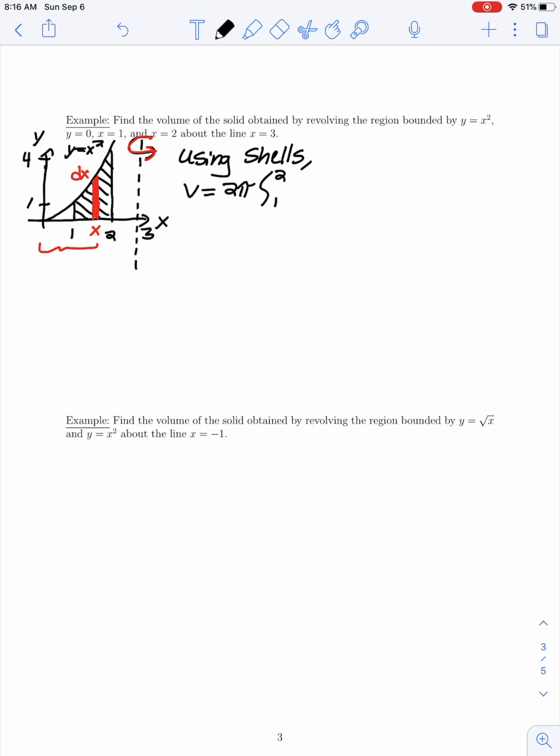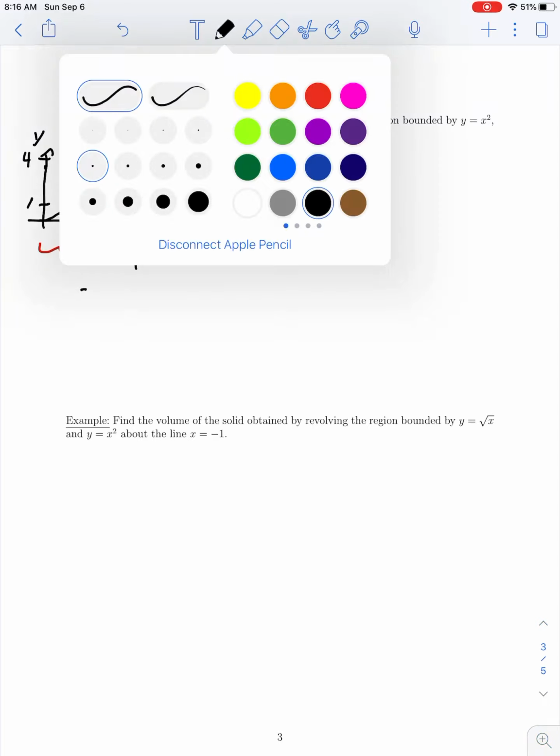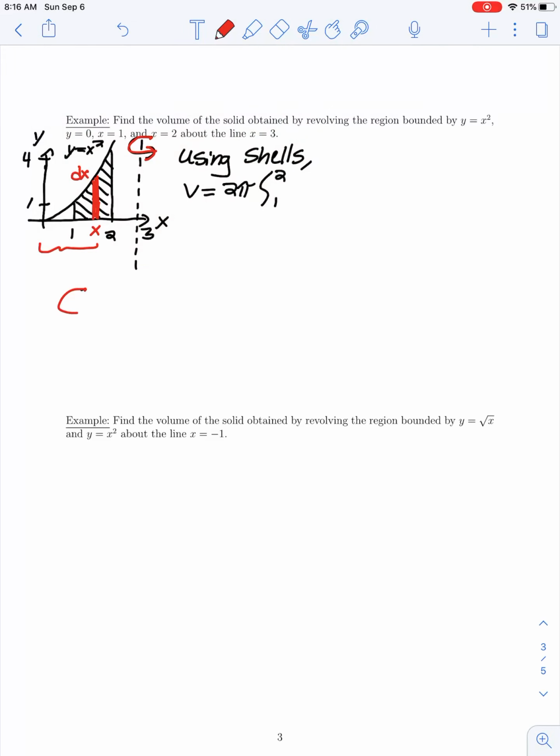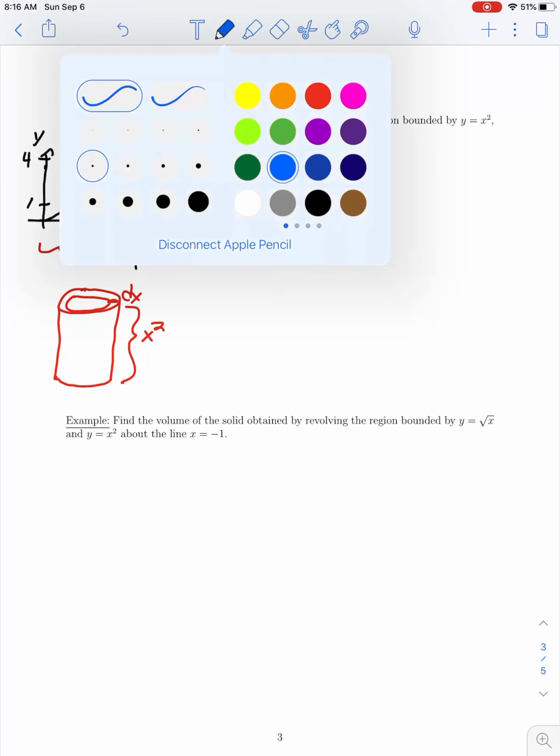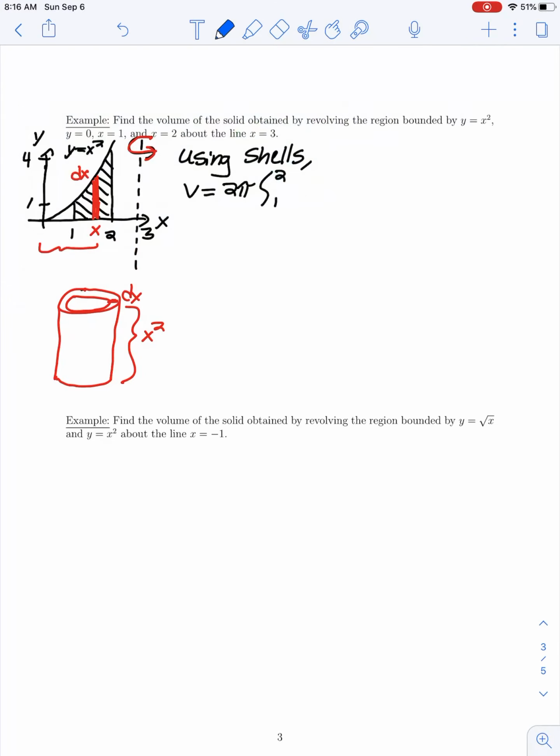So the radius, let me maybe sketch this down here. So we're going to have a little cylindrical shell of a thin thickness dx. And of course, the height of this cylinder is given by the curve y equals x squared. But now the radius is the tricky part. Let's think about visualizing our radius.